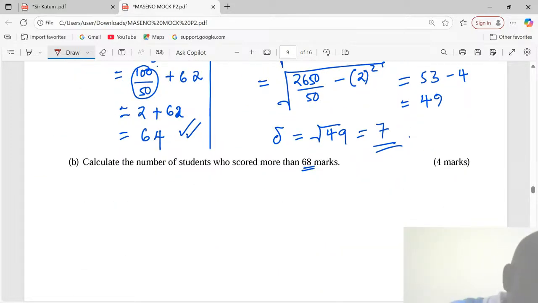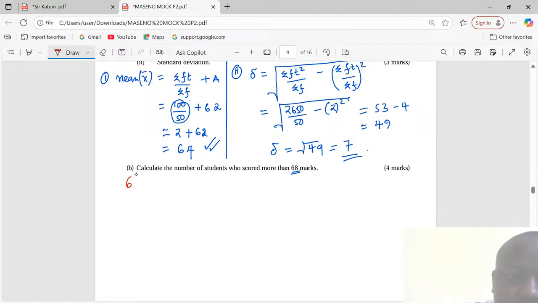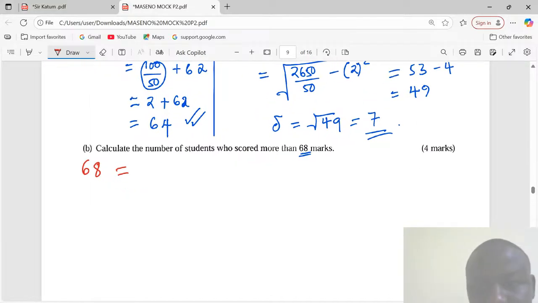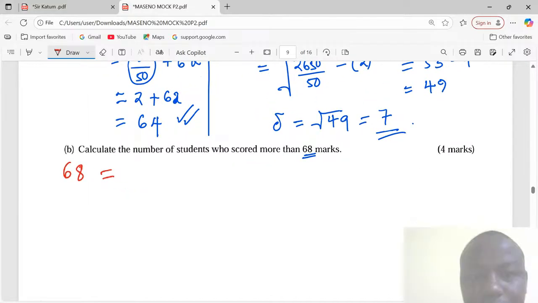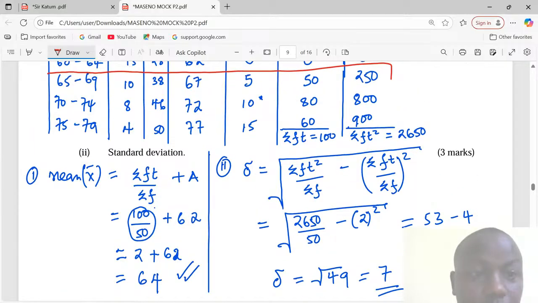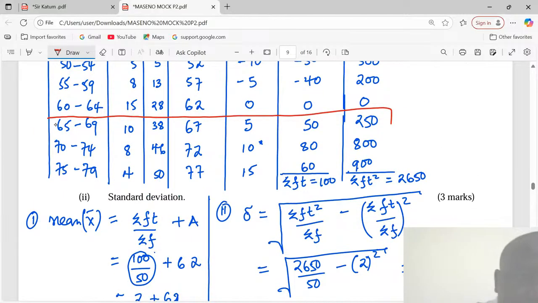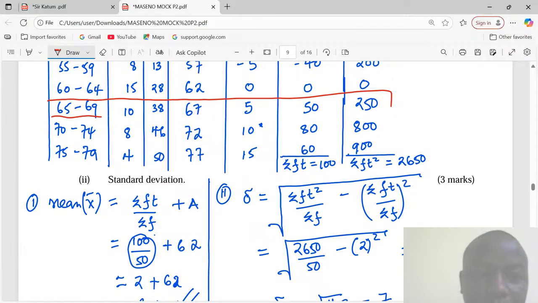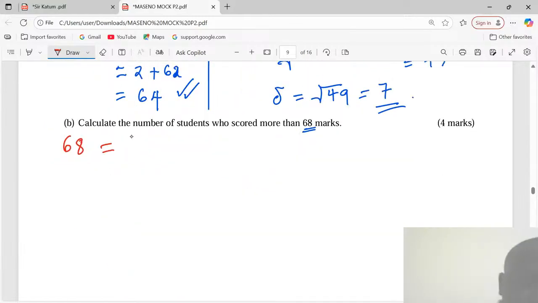So for us to get these marks of 68, look at this. For us to get 68, we need to talk about the lower limit of that class. No, the lower boundary. For this particular class, the lower boundary is 64.5 plus a certain number which is not known, minus the cumulative frequency before.